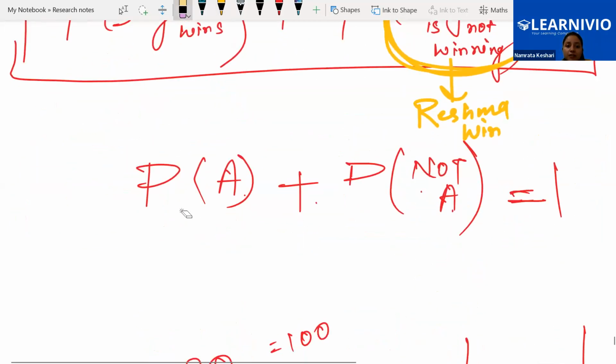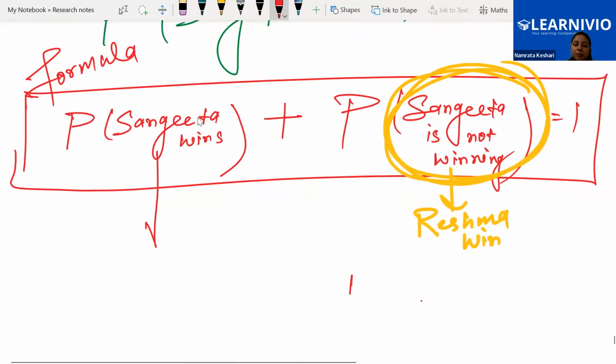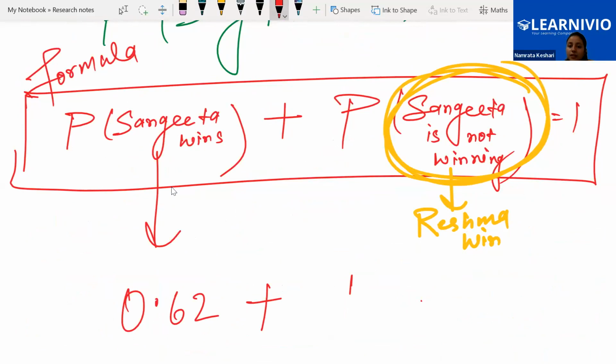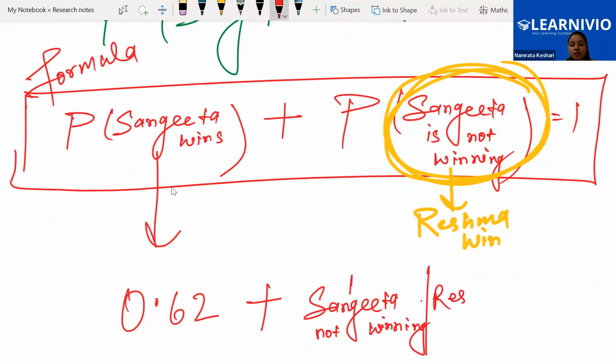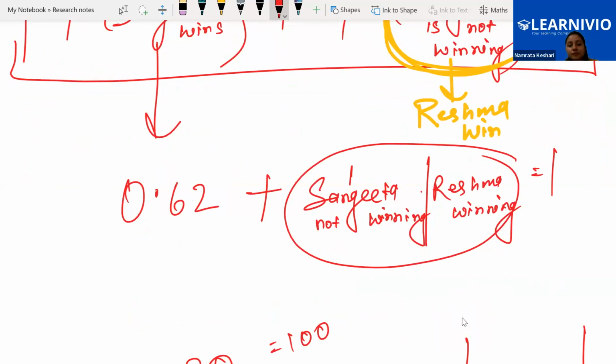And with the help of the given data, we will be able to find easily that the probability that Sangeeta will win the match is 0.62, plus this one we don't know. Sangeeta not winning means Reshma is winning. This we don't know, but we know that the sum will be 1. So this 0.62, we can shift to the other side and we will get the probability of this one. Yes or no? Yes. Okay. So directly we will get the probability.